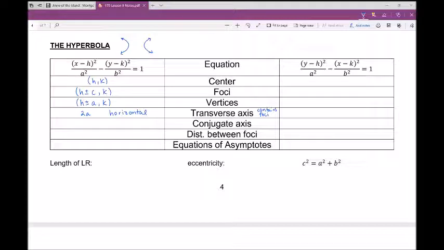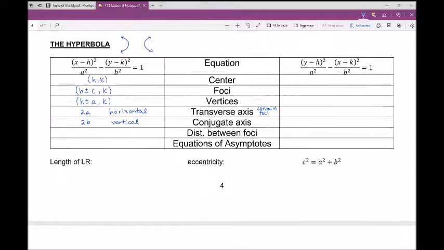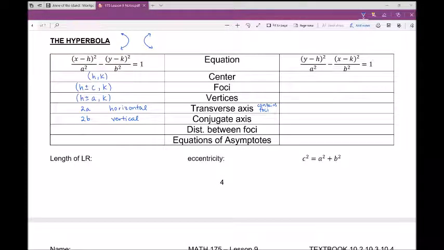The conjugate axis you can think of in terms of the minor axis with ellipses in the sense that it does not contain the foci. So this will be of length 2b in the vertical direction. We also have our distance between the foci, which will be 2c in the horizontal direction.